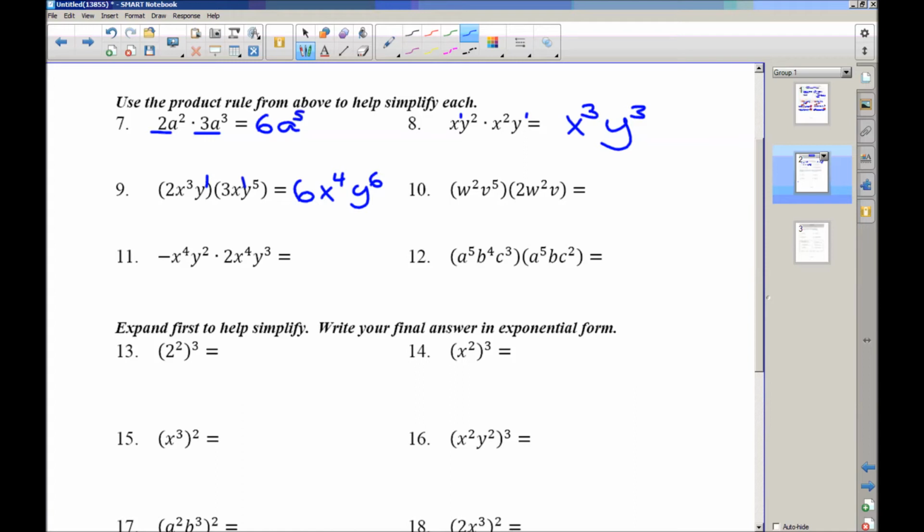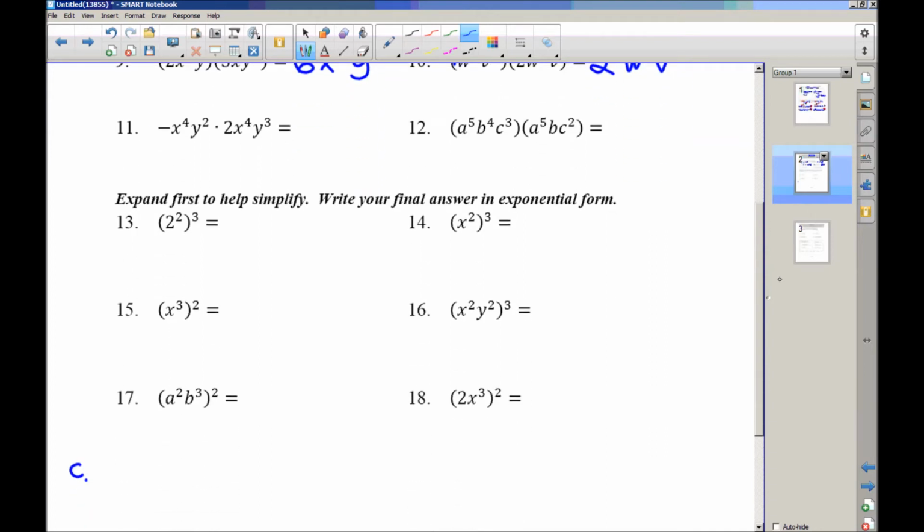And number 10, we have a 1 coefficient in our first term and a 2 in the second. So 1 times 2 is 2. Those aren't exponents, so we just multiply them normal. And then we have w base and v base. The w is going to get an exponent of 4. That's 2 plus 2 for the 2 exponents on the w base. And the v is going to get an exponent of 6. That's 5 plus 1 for 6.